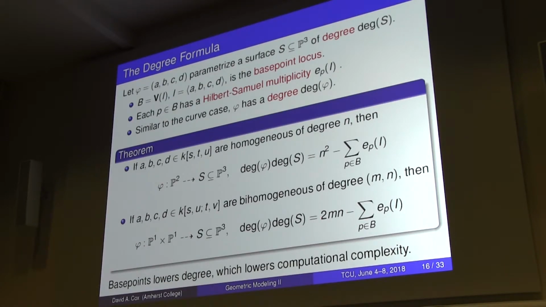And, of course, these now become bihomogeneous of degree mn, and so that's how they affect the degree of the image. And you have a similar fact that the base points, in a sense, reduce the degree. And in some cases, base points are bad, but they also lower the degree. That makes things easier to compute. So they also have some good features as well.